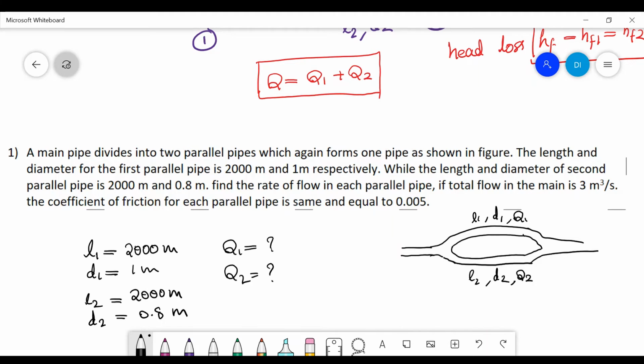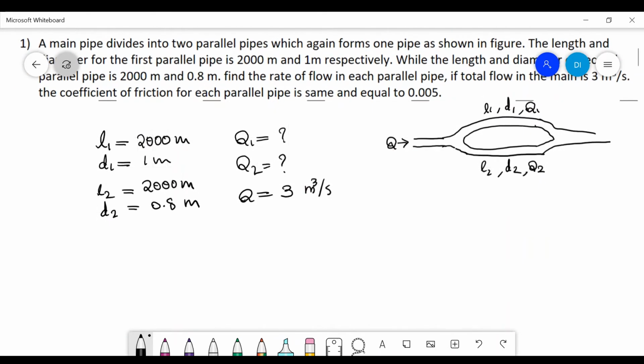The total flow in the main pipe, capital Q, is 3 meter cube per second, and the coefficient of friction for each parallel pipe is the same, that is F1 is equal to F2 is equal to F is equal to 0.005. So these are the given values regarding the question.